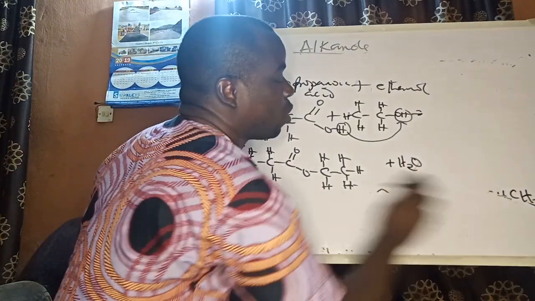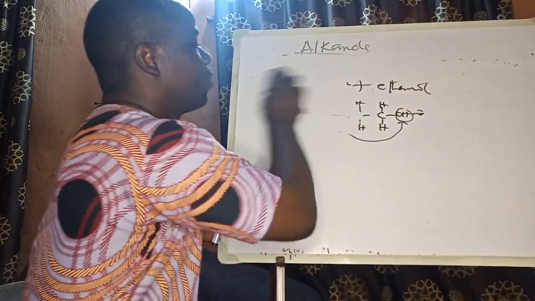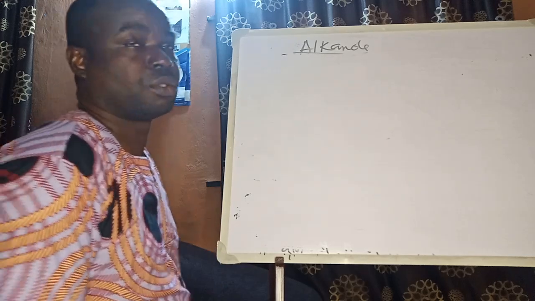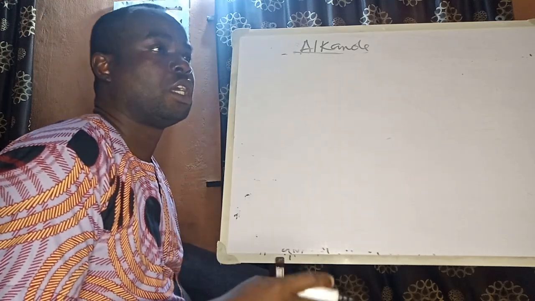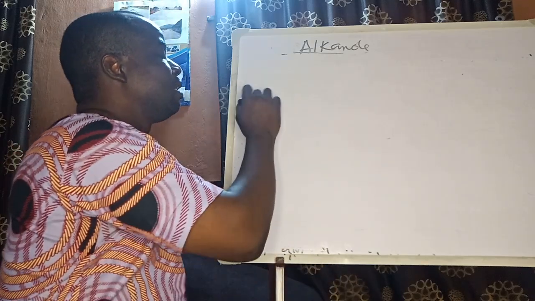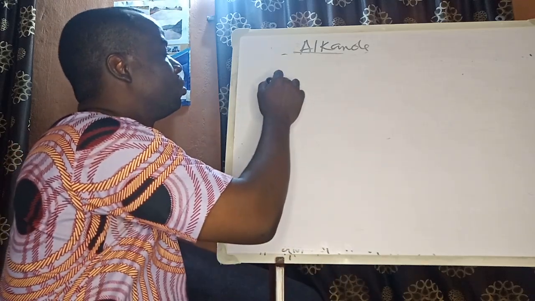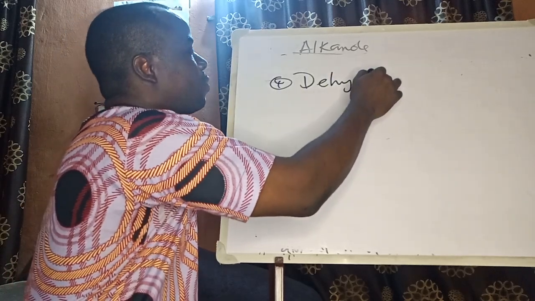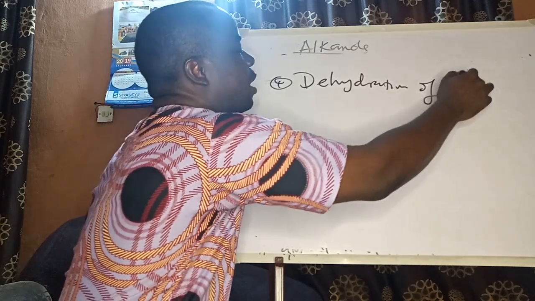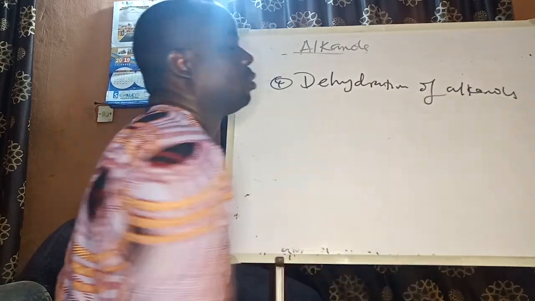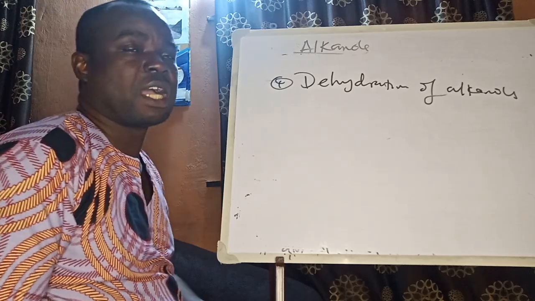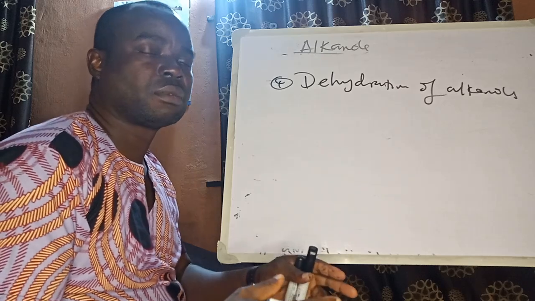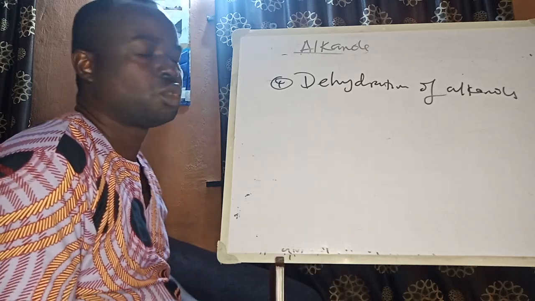Finally, now let's talk about dehydration. Let me remind you what I said before. Okay, dehydration. That's the last one. The last one is number 4, dehydration of alkanols. Now, the dehydration of alkanols is removal of water from alkanols using H2SO4.